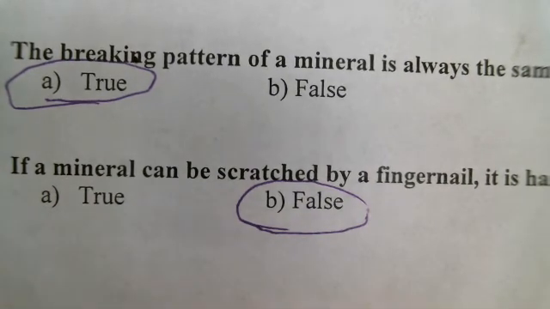Think of it this way. A nice soft sponge cannot scratch your skin. Your skin is more rough and tough and harder than a sponge. Whereas a steel nail, that is harder than your skin, so that can scratch you.